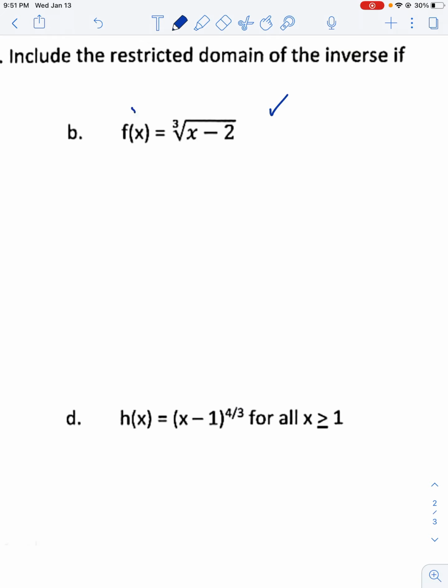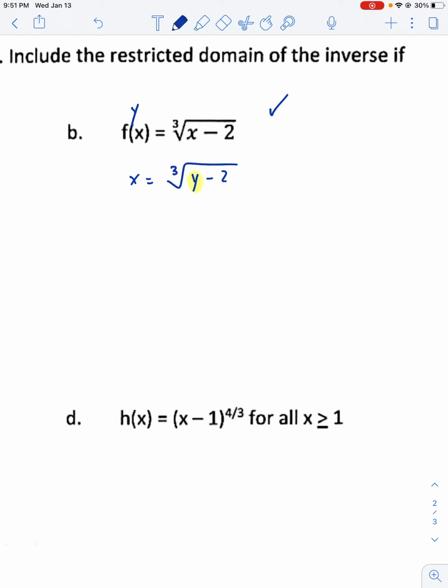So here we go. What do we do? Well, we switch x and y. Remember, this is y, so we're going to switch them. We're going to say x equals the cube root of y minus 2. And we're going to solve for y.